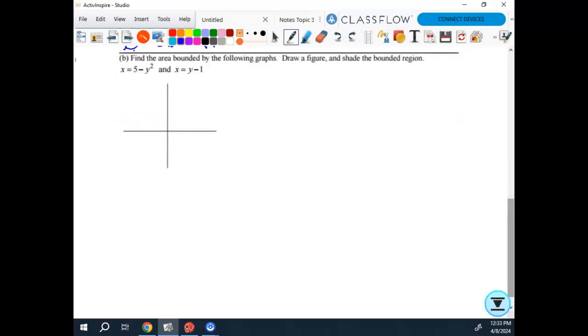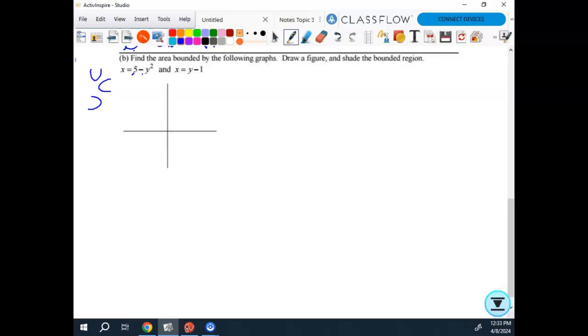Okay, we're going to find the area bounded by the following graphs. x equals 5 minus y squared. This is still going to be a parabola, but since y is squared, it's going to be laying down, right? When it's a y squared, it looks like this, but with the negative it's opening the other way, so it's actually going to open like that. And instead of being a vertical translation, this is a horizontal translation.